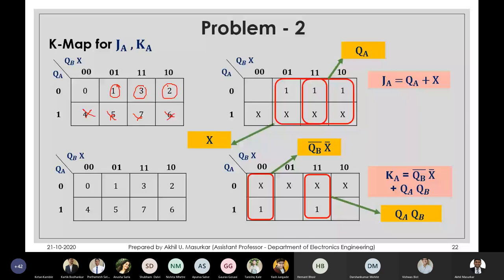So if somebody can observe this, KA is also QB X nor X. KA is QB X nor X. Oh, sorry. That is wrong. I thought this is regular. Just a minute.